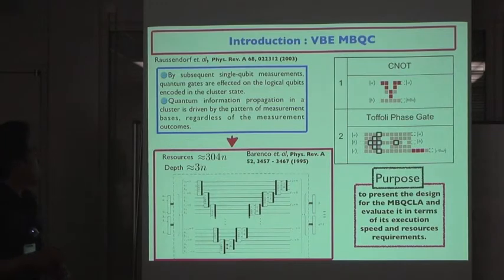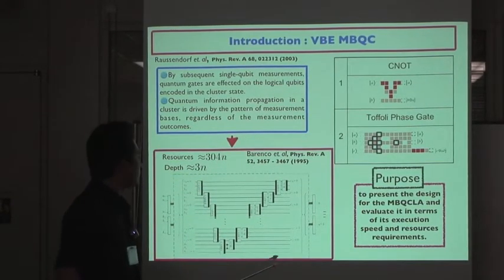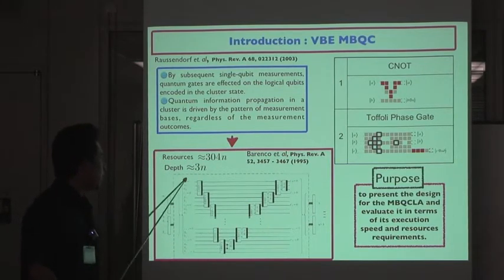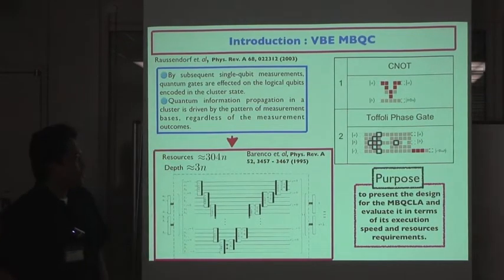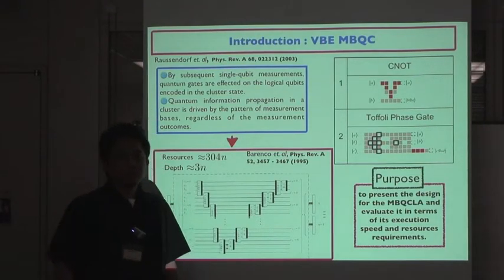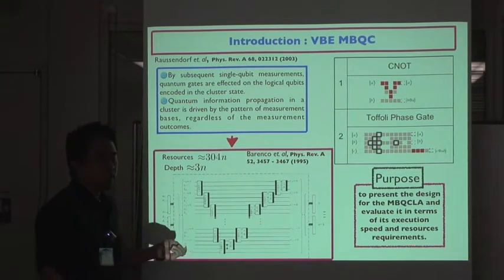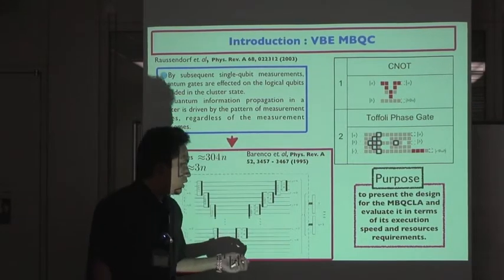Raussendorf et al. show that for the Vedral-Barenco-Ekert MBQC circuit, the resources are about 300n, and the depth about 3n. The purpose of our work is to reduce the depth and also to reduce the resources of the circuit. So here we also present the design and the trade-offs between the depth and the resources.